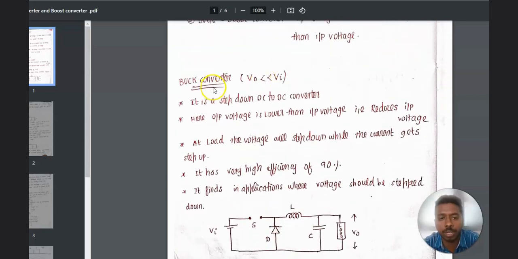Now we are going to see the buck converter. Its output voltage will be very less when compared to the input voltage, hence it is called a step down converter. It finds applications in places like a CPU, where different parts require different voltages. Some parts require very low voltages. In those cases, this buck converter will be applicable.